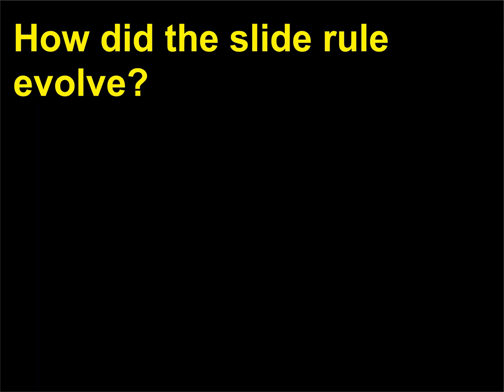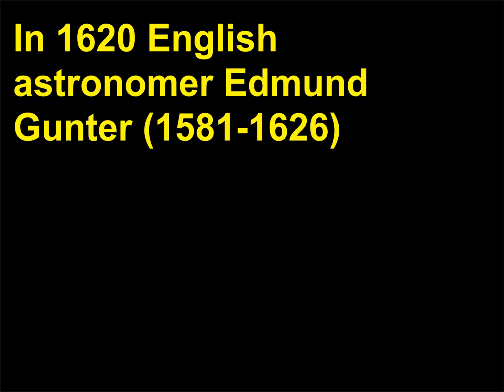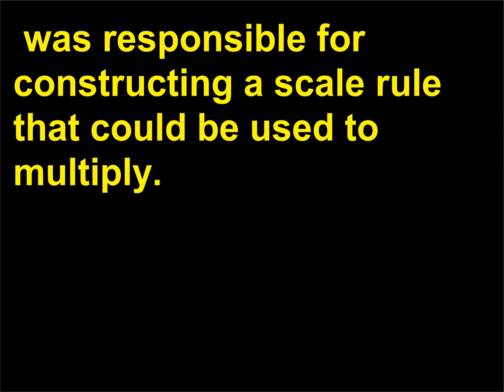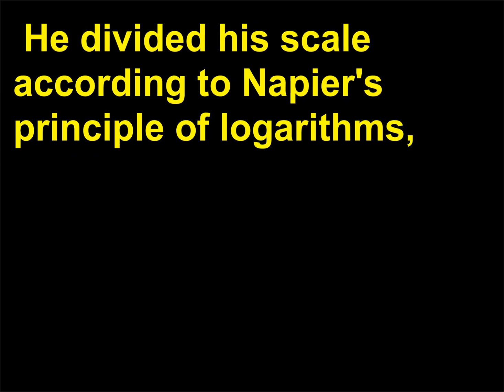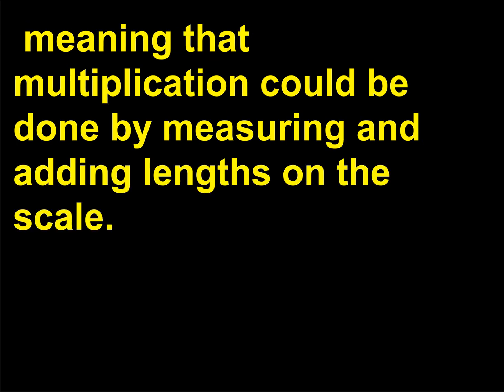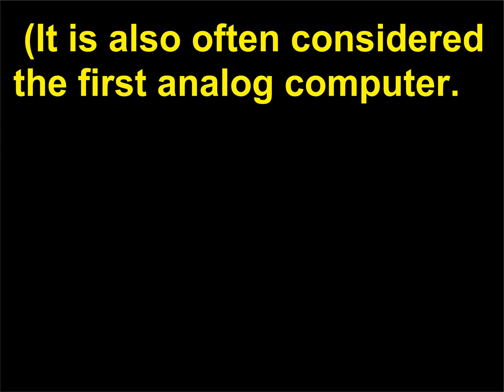How did the slide rule evolve? In 1620, English astronomer Edmund Gunter, 1581 to 1626, was responsible for constructing a scale rule that could be used to multiply. He divided his scale according to Napier's principle of logarithms, meaning that multiplication could be done by measuring and adding lengths on the scale. It is also often considered the first analog computer.